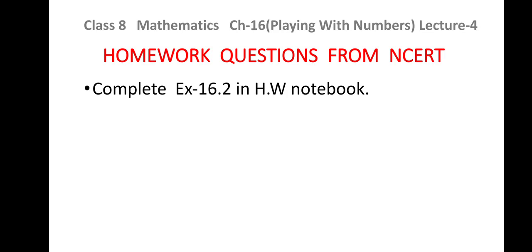So coming to the homework questions from NCERT, you are supposed to complete exercise 16.2 in your homework notebook. So dear children, today we have learnt the divisibility rule by 11. There are two methods. So I am repeating the methods.